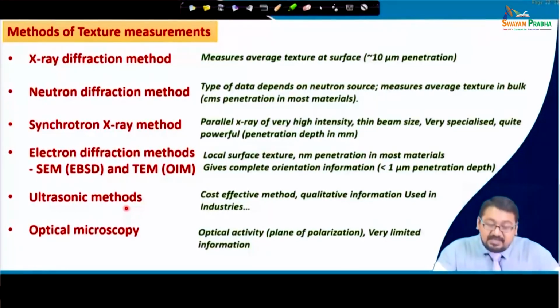On the other hand, even using optical microscopy, one can get a slight understanding of whether the material is textured or not.